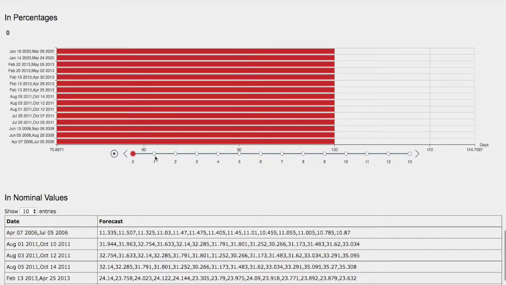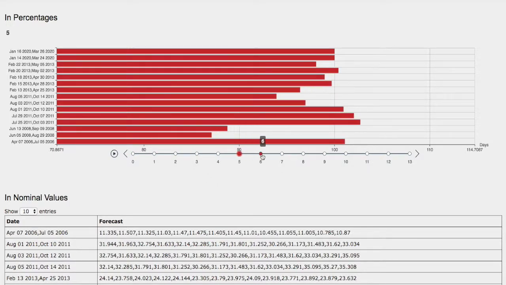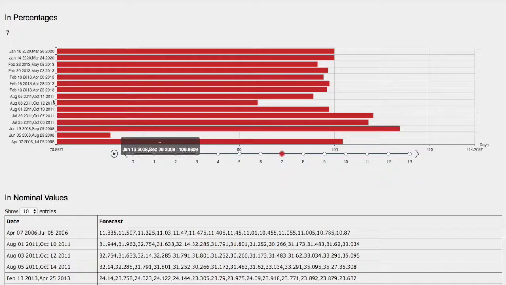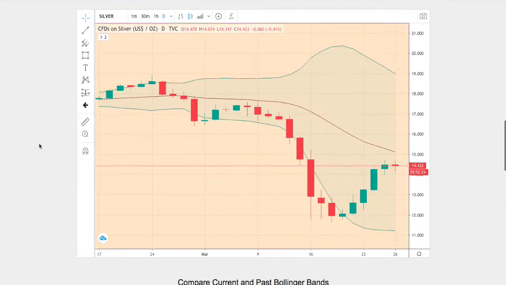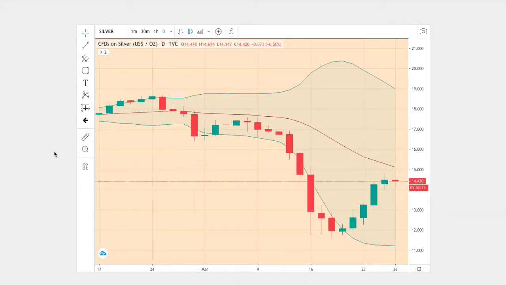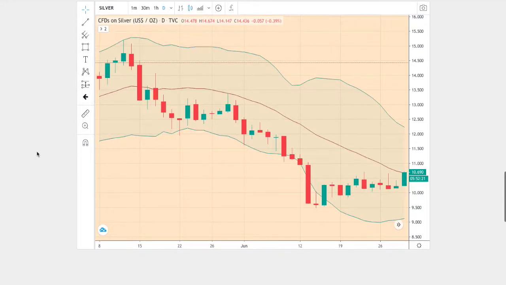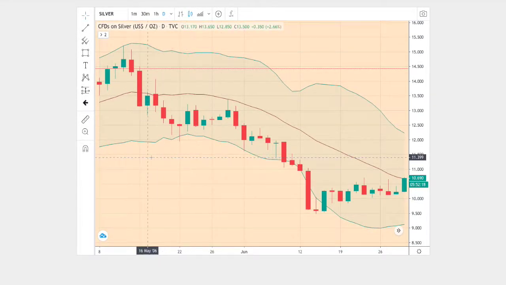So what we have here is 1 day out, 2 days out, 3 days out, 4 days out, 5 days out, 6 days out, and 7 days out. So which one of these models we should focus on? Ideally, the model that is the best match to the current trend. Right here we have the current trend, and below is the trend that I believe is the best match. This trend dates back to April 7th, 2006 to July 5th, 2006.